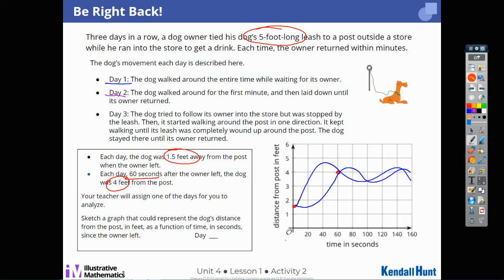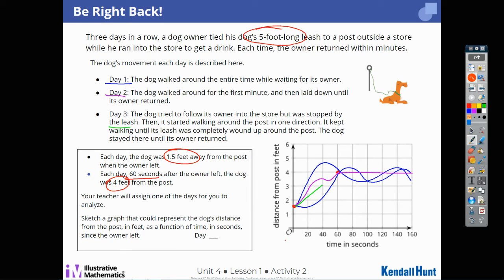Day 2, the dog walked around for the first minute and then he laid down. So if he's walking around for the first minute, he's moving and then he lays down. So if he's not going to change any distance after he lays down, he's going to remain 4 feet away from the post there. And then we have day 3. Day 3, the dog tried to follow his owner to the store, but was stopped by the leash. So if he was stopped by the leash, we know that he at least went 5 feet away.